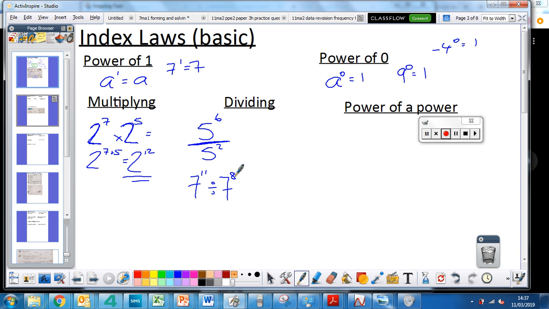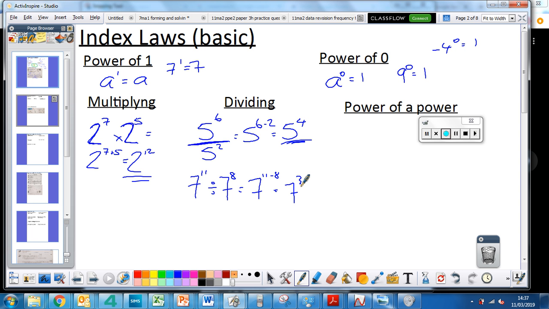Okay? What's important here is to understand that when you're dividing and the bases are the same, that you are subtracting the powers. So this one becomes 5 to the power 6 minus 2, which is 5 to the power 4. This one here, 7 to the 11 divided by 7 to the 8, that one becomes 7 to the power 11 minus 8. 11 minus 8 is 3, 7 to the power 3.